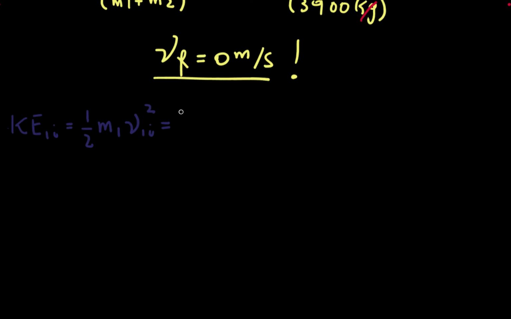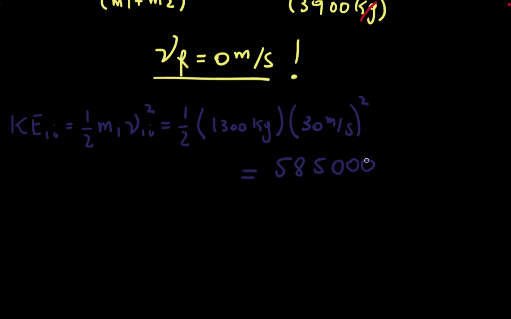So let's go ahead and calculate this. This is 1/2 times 1,300 kilograms multiplied by 30 meters per second, whole quantity squared. If you carry this calculation out, you'll find that it's 585,000 joules. So this is the amount of energy that object 1 brings in due to motion.